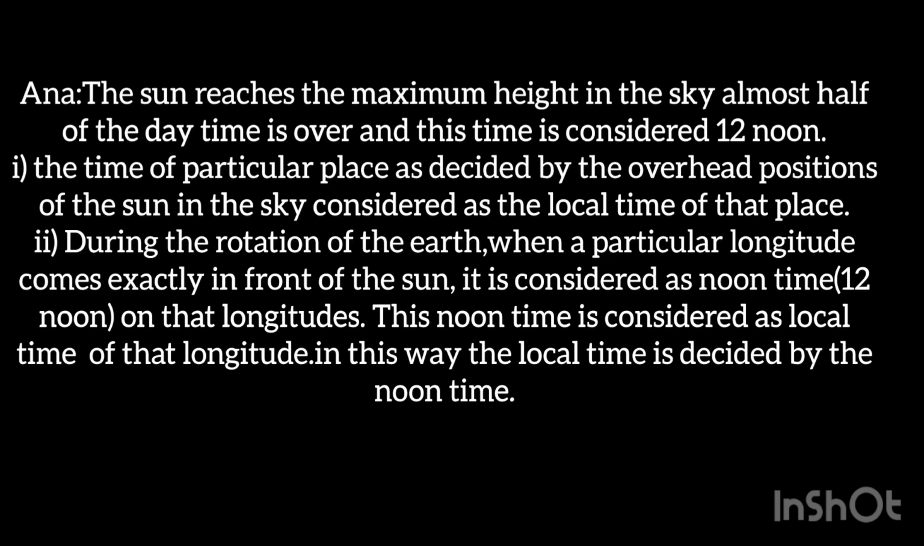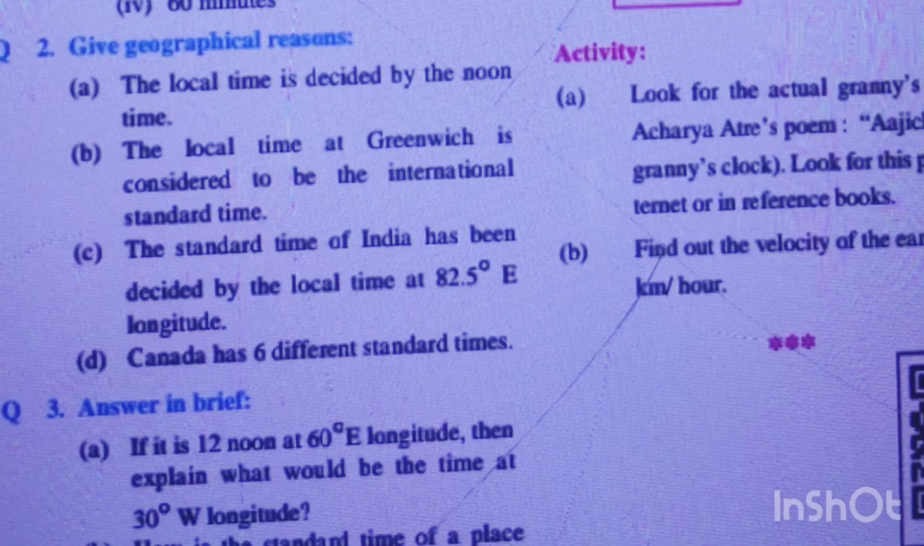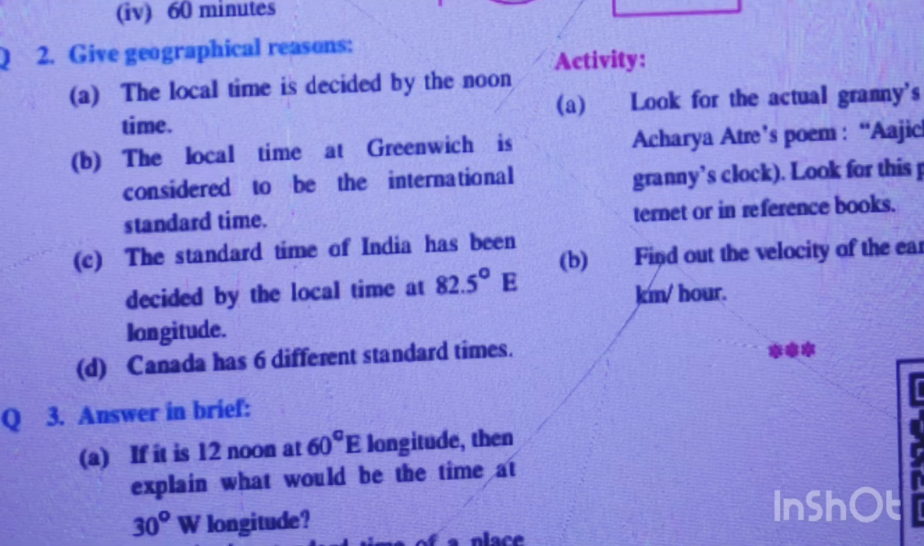Second point, during the rotation of the earth, when a particular longitude comes exactly in front of the sun, it is considered as noon time, 12 noon on that longitude. This noon time is considered as the local time of that longitude. In this way, the local time is decided by the noon time. Copy this answer from here; pause and write it down, because it is not given in the textbook.